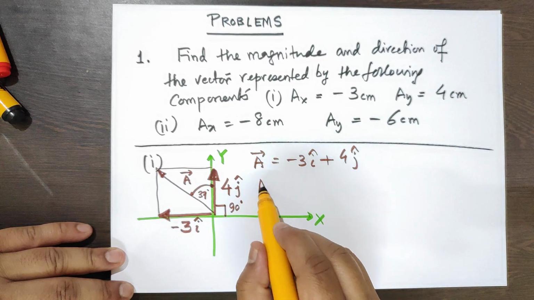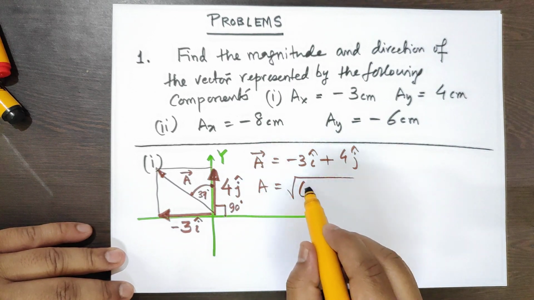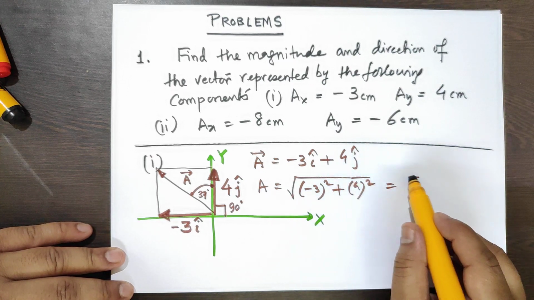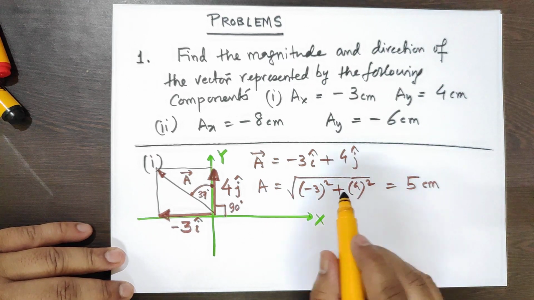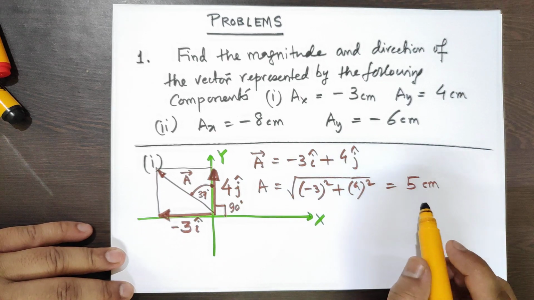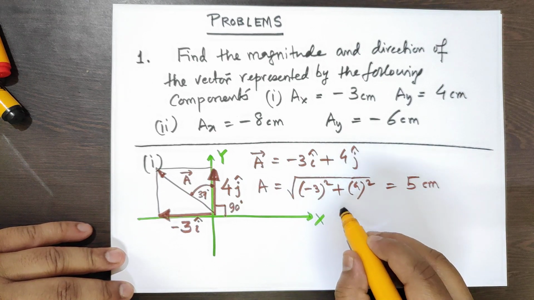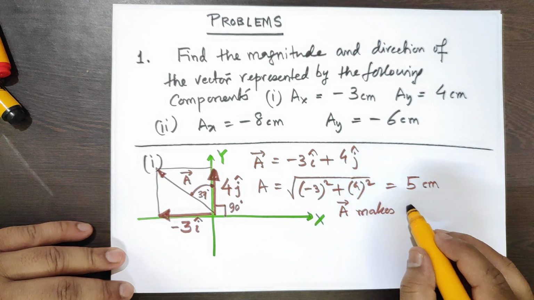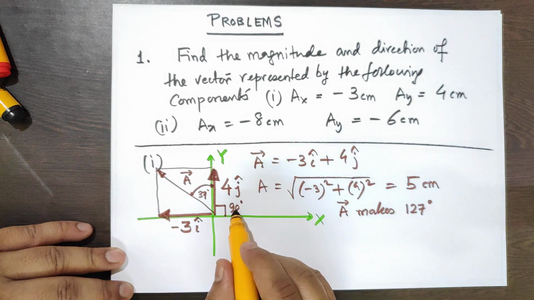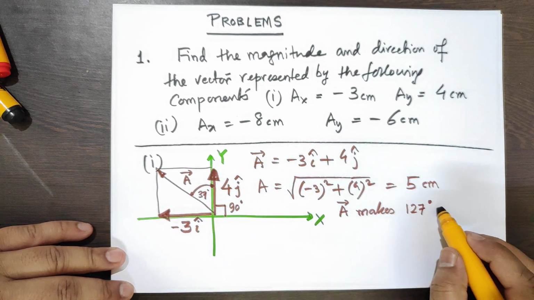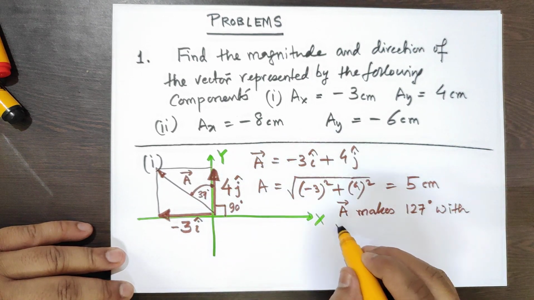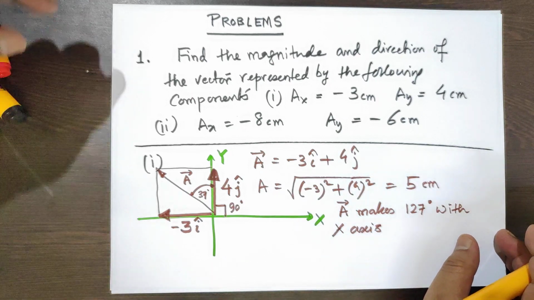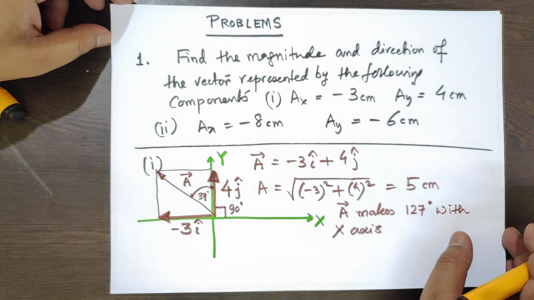So you can express the vector like this: minus 3 i cap plus 4 j cap, and its magnitude is root over of minus 3 square plus 4 square, that is 5 centimeter. So this is the magnitude of the vector, and direction we can write A makes 127 degree, 90 plus 37, 127 degree with x axis. With x axis means it makes 127 degree with the positive direction of x axis.